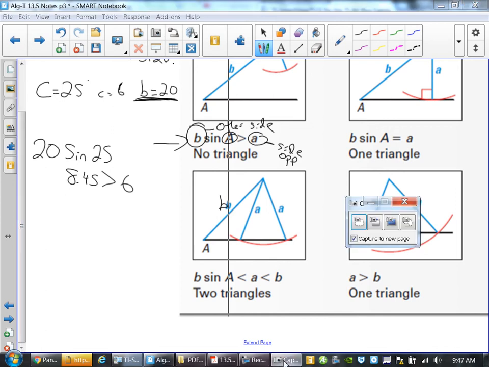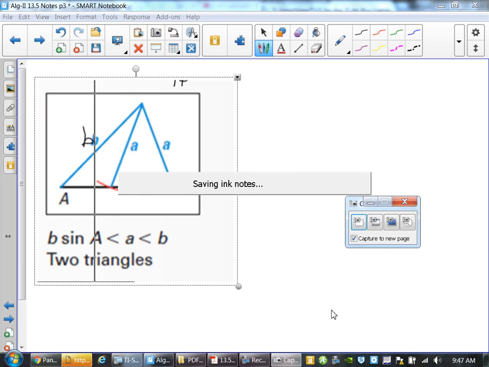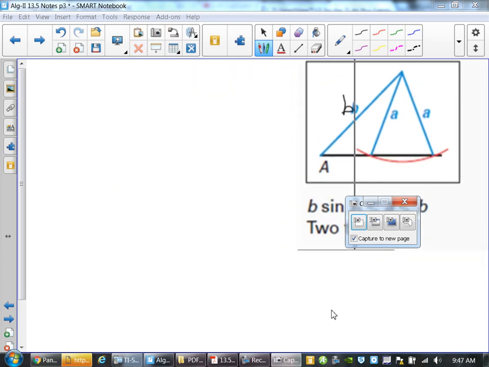If I go to the two triangle scenario, 56, 13, and 14. So in this case, I have my given angle. My given angle is 56 degrees. The side opposite is 13. And the other side length is 14. So if I go through what it looks like, I take the other side length times the sine of my given angle.